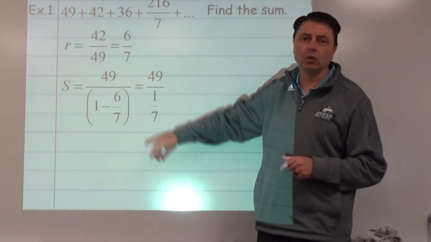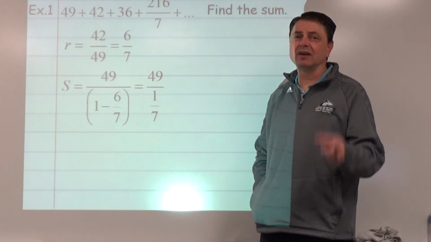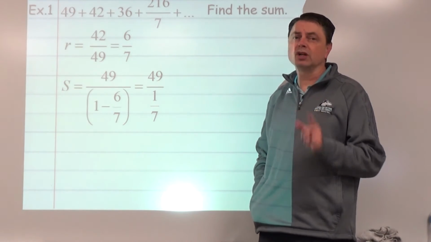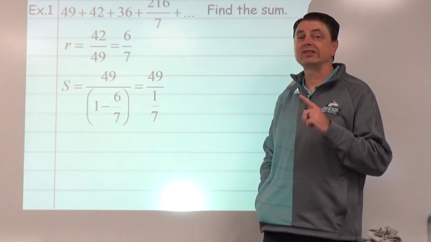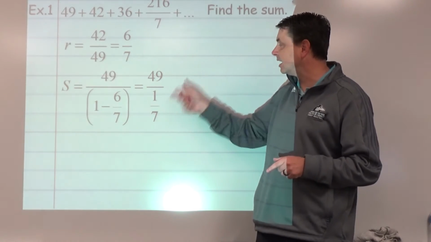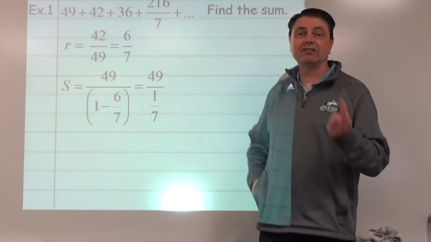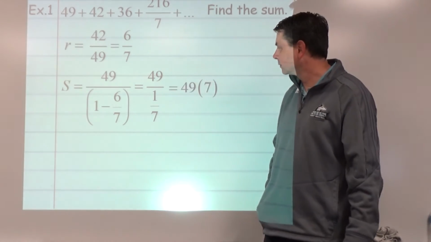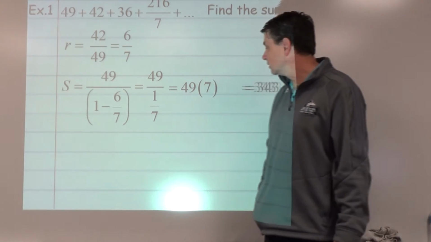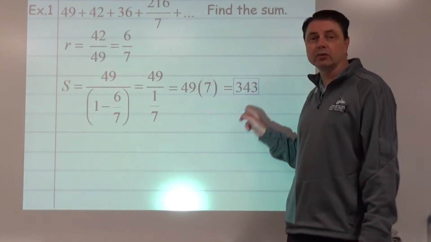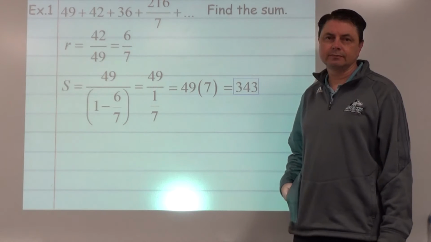49 divided by 1/7. Now we don't want to divide by a fraction. We would much rather multiply by its reciprocal. So we're going to do 49 times 7 over 1, which is just 7. 49 times 7 is 343, and that's our answer.